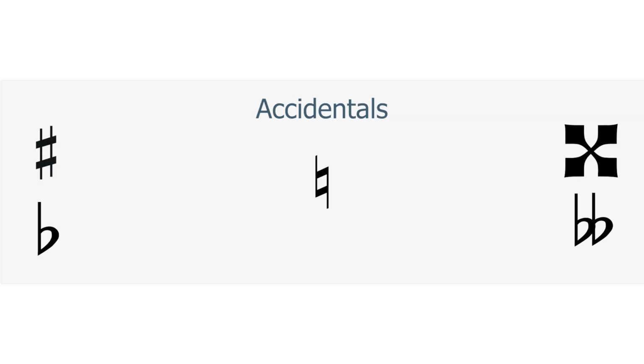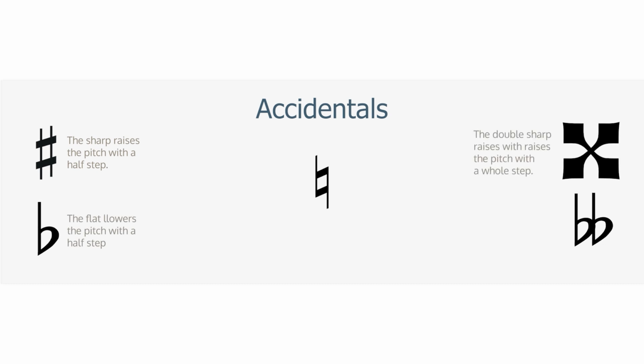If we want to display the black keys on the staff, we have to use accidentals. Accidentals are signs that alter the pitches of the notes. There are 5 types of accidentals. The sharp raises the pitch by a half step. The flat lowers the pitch by a half step. The double sharp raises the pitch by a whole step. The double flat lowers the pitch by a whole step. The natural cancels out any accidentals.